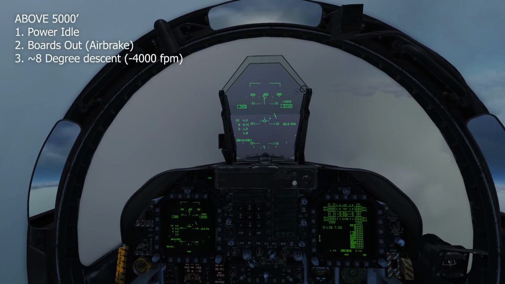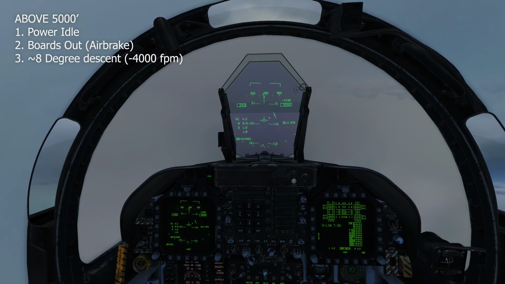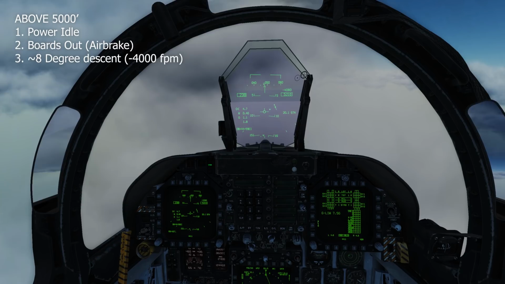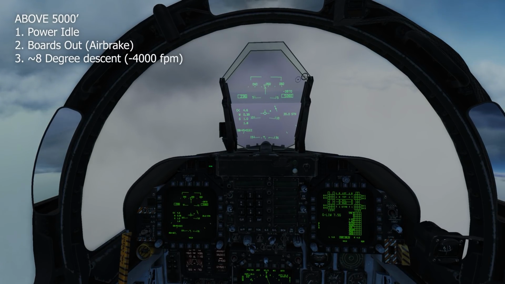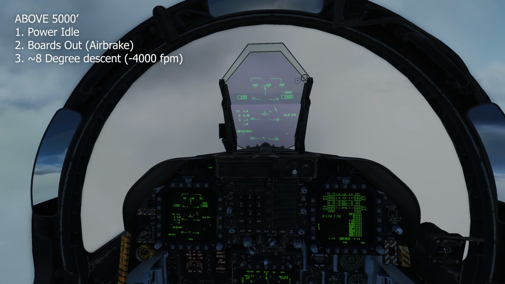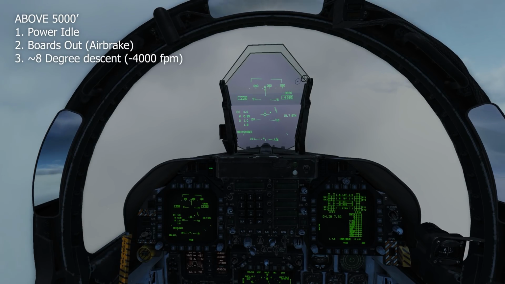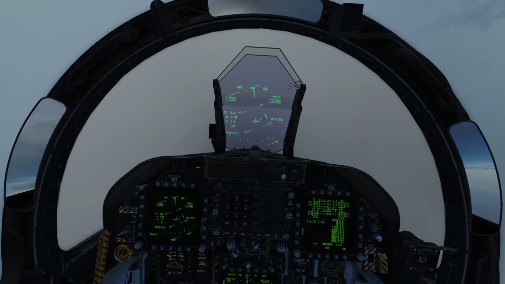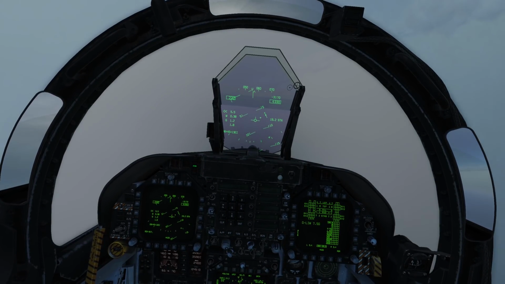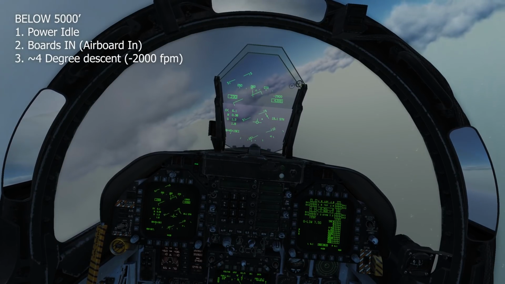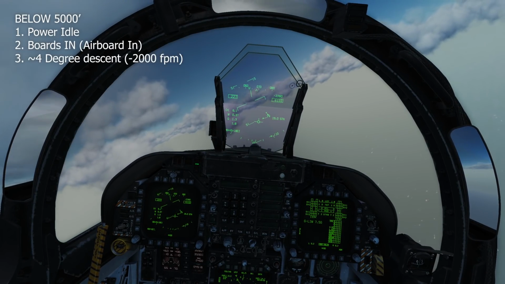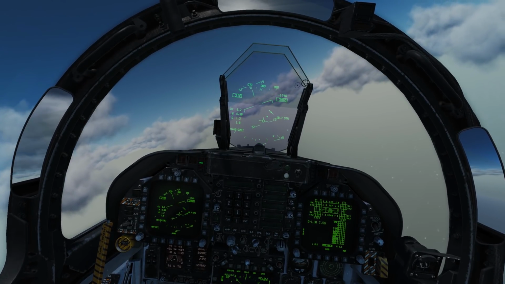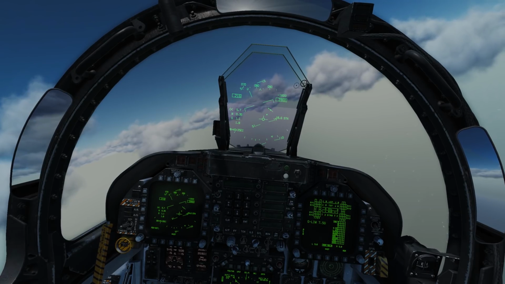When we start our approach, we will be above 5,000 feet, and while above 5,000 feet, we will descend with boards out and at idle power at a minimum of 4,000 feet per minute, which is around 8 degrees nose down. Once we pass 5,000 feet, we will hear our radial go off. We will want to bring in our boards, stay power idle, and slow our descent to somewhere around 2,000 foot per minute or 4 degrees nose down. The goal is to get to 1,200 feet by 12 DME.